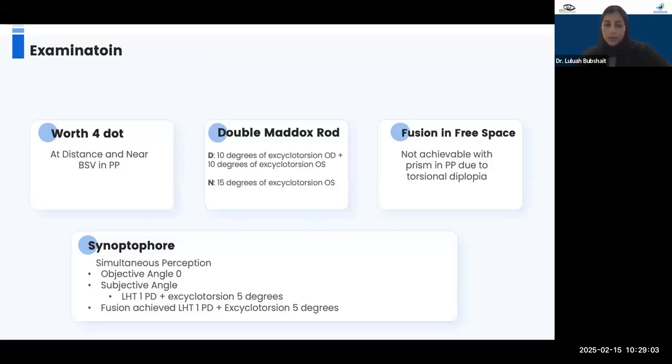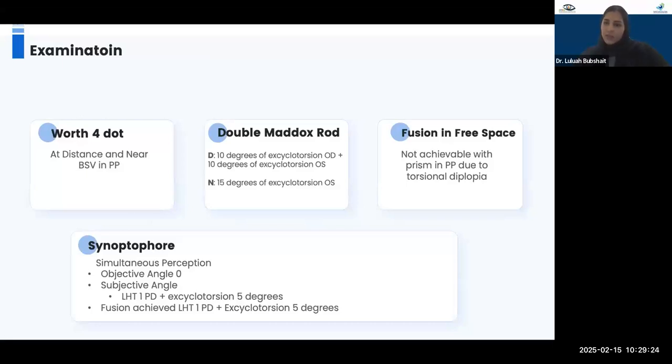The Worth-4 dot test was she can fuse binocular single vision. The double Maddox rod axial torsion is still there, approximately the same amount as before the surgery. The fusion in free space is not achieved because the barrier was the torsional diplopia.